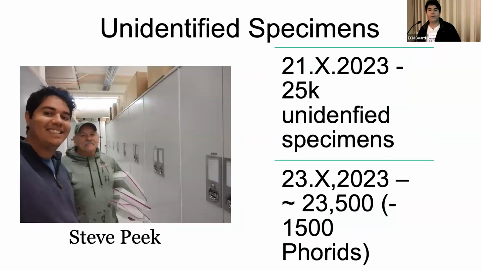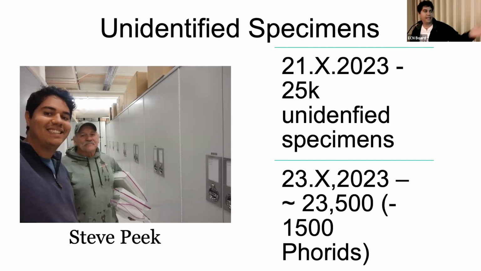Another problem I mentioned was the unidentified specimens. On October 21st, we had 25,000 unidentified specimens. Three weeks ago I went to Alaska and analyzed 25,000 specimens of Diptera, because I wanted to pull out the flies that I work with. I pulled out 1,500 in 2 days from the 25,000 specimens, so now we have 3 times the size of the collection.